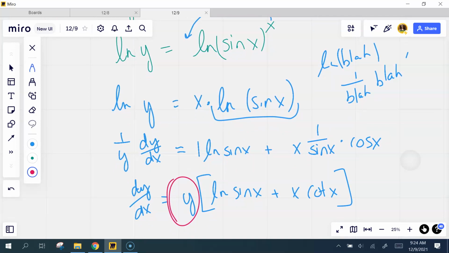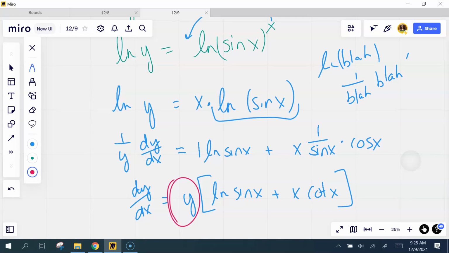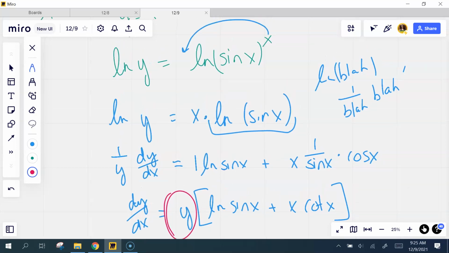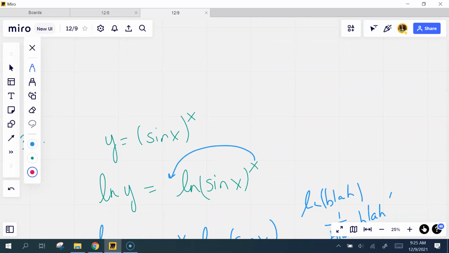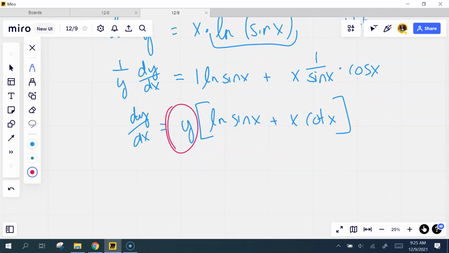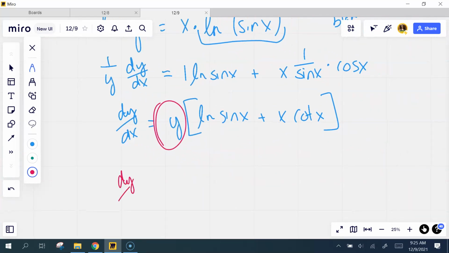You definitely don't want a y in that. And look, it's a multiple choice question. None of the choices have y's in them. So what does y equal? Go back to the beginning. y is sine x to the x. So dy dx equals that.